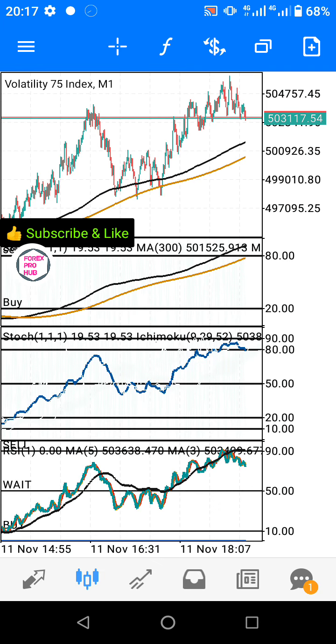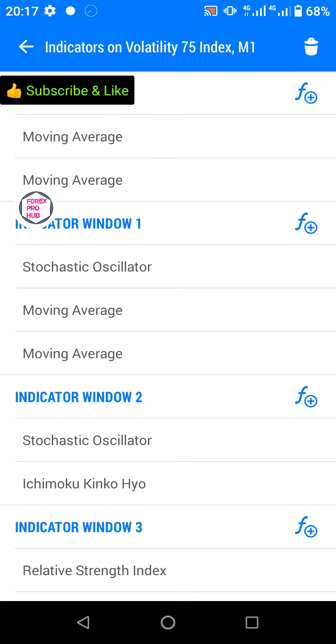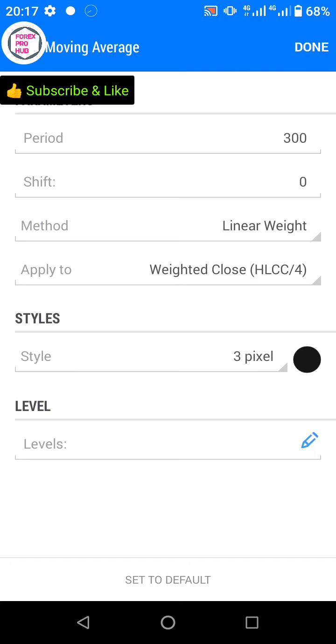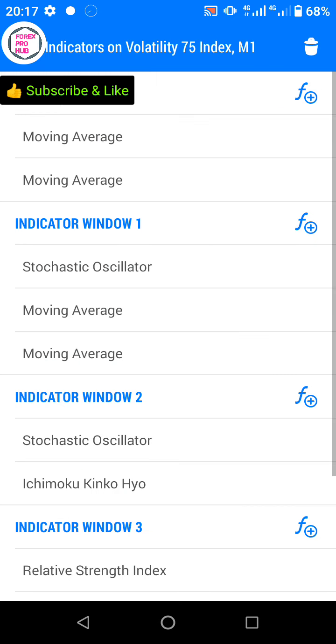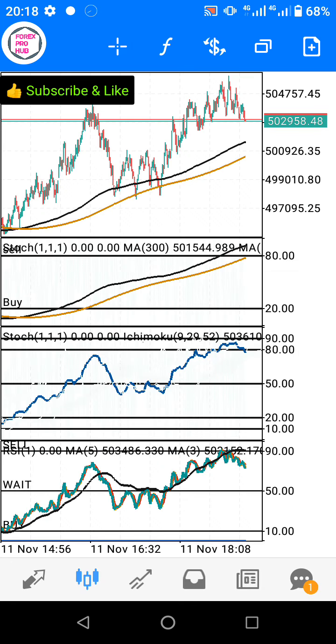Okay, now we are done with stochastic oscillator. Now let's move to moving average. The first moving average on indicator window 1 is moving average 300, just like you have on the main charts. The setup is this way, and then done. Second moving average is just like the second moving average you have on the main chart, that is 100, 0, linear weight, previous indicators data, and then 3 pixel, and color is gold. Then you click on done.